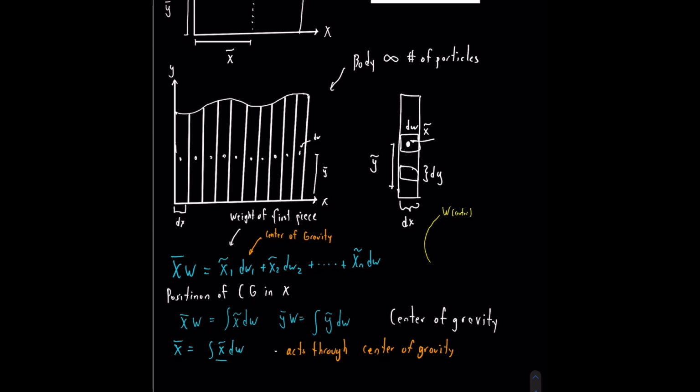dw, and you have here's the weight. Now this weight here could be defined or said as the integral of all the infinitesimal dw's, infinitesimal weights. So this could be written as dw. Same goes for the y.